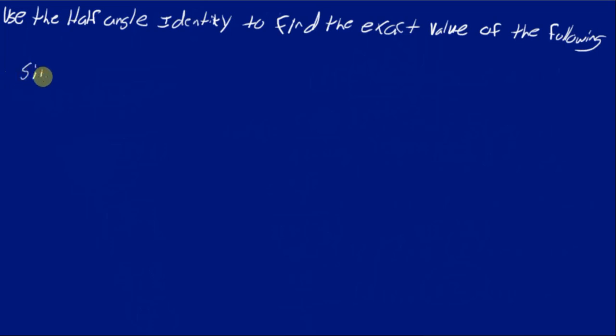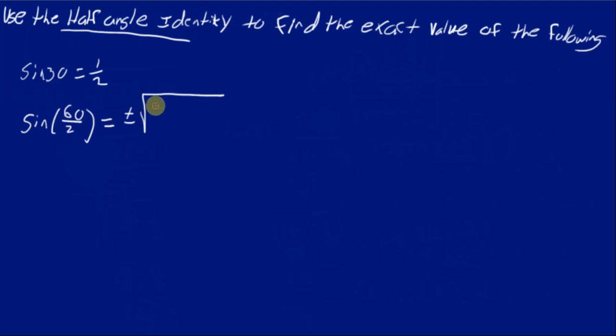So the one example I'm going to do is a special angle, sine of 30. Well, we all know the sine of 30 equals 1/2. But let's use the half angle identity to find this. The half angle identity says, what angle would I take half of to give me 30? Obviously that's 60. So the sine of a half angle is plus or minus the square root of 1 minus the cosine of x, the angle we're taking half of, 60, divided by 2.